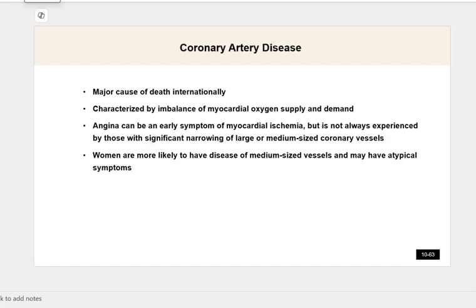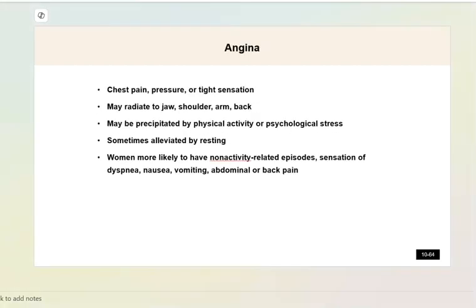and see what we have there regarding coronary artery disease. We'll keep talking about that. Okay, their description then of angina. We covered in osmosis, chest pain, pressure, tightness may radiate to the jaw, arm, back. Remember, it can be precipitated by physical exertion. It can also happen at rest. Women are more likely to have non-activity related episodes like sensation of dyspnea, nausea, vomiting, abdominal pain, back pain.